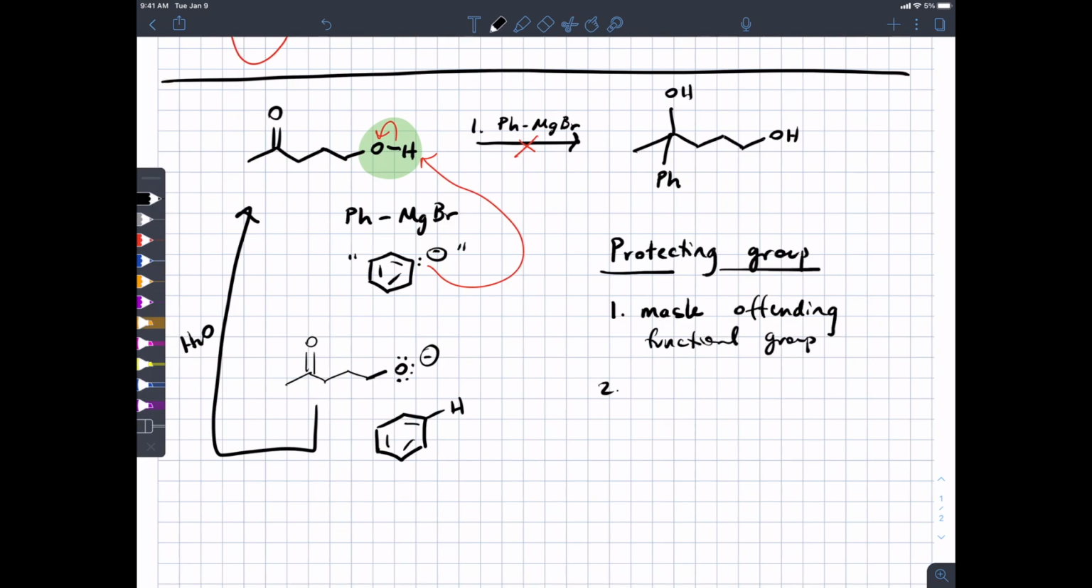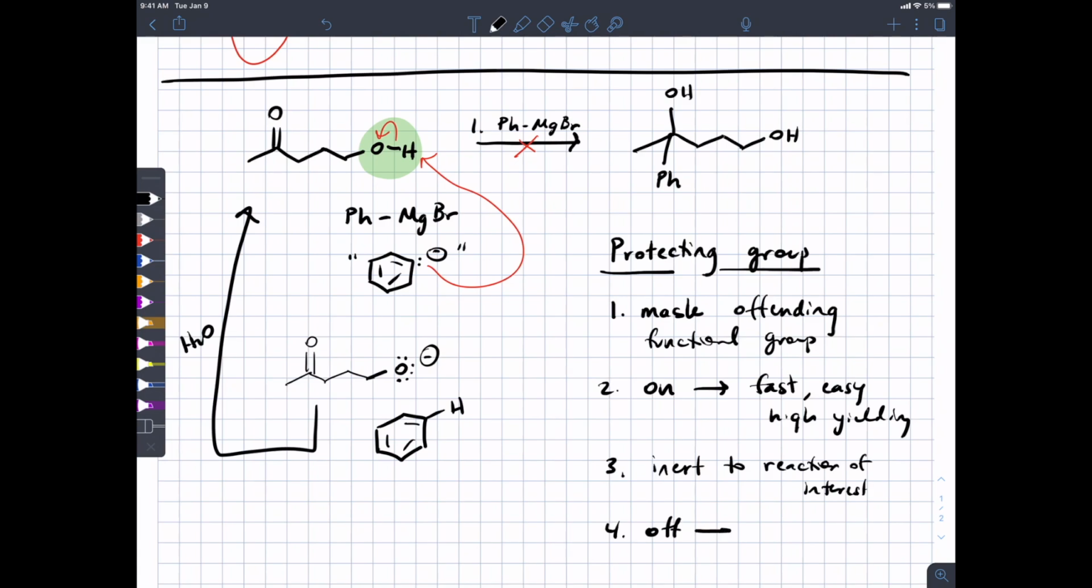But putting it on must be fast and easy and high yielding. Then once it's on, it needs to be inert to the reaction you want to do. It can't interfere with the reaction of interest. And then fourth, removing it has to also be fast, easy, and high yielding.